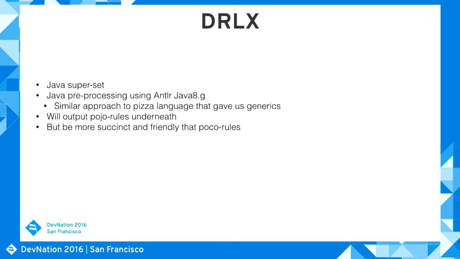And DRLX, we decided, needs to be a superset of Java. We're going to take the Java 8 grammar from ANTLR and use that as a basis and augment it, which means all valid Java will run, but we want to layer on top of it stuff that will allow us to have more succinct rules. This was an approach taken by the Pizza language, which gave us generics. If you Google Pizza language, you'll see this used a Java preprocessor. So it processes all of your language and outputs valid Java. And this will actually output Pojo-Rules. So we're going to develop the Pojo-Rules, but we're going to have a more domain-specific language. There's valid Java on top, but it will still be Pojo-Rules underneath.